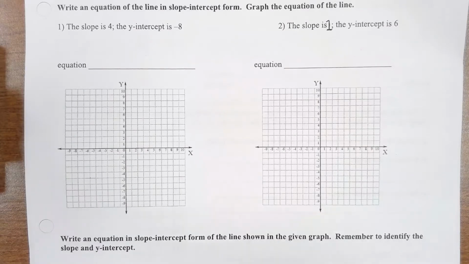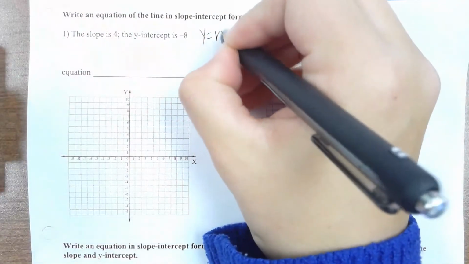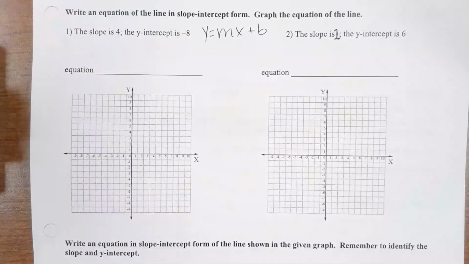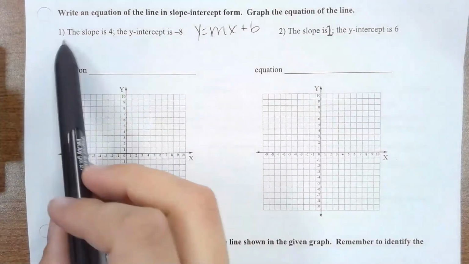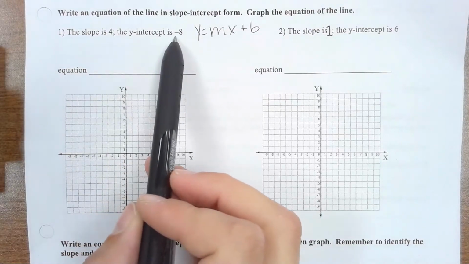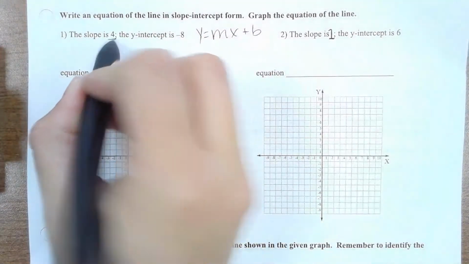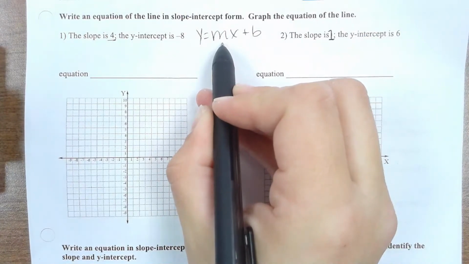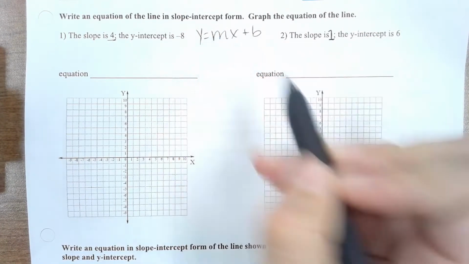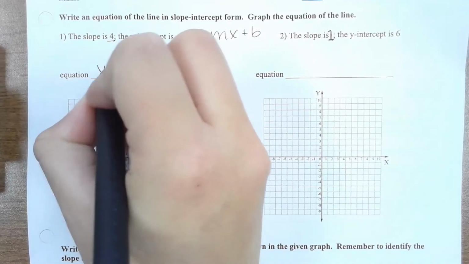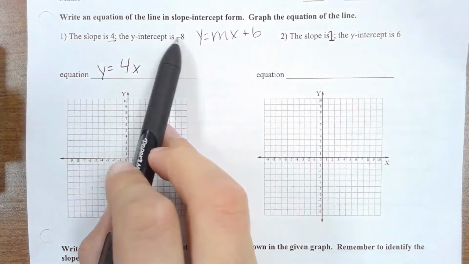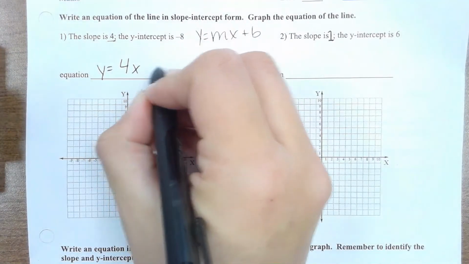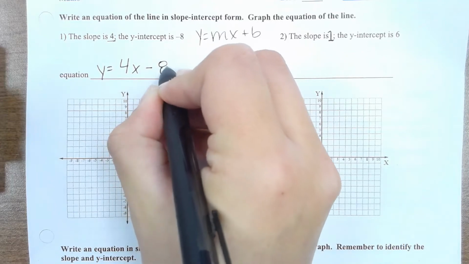So remember guys, when we're talking about slope-intercept form, we are talking about y equals mx plus b, where m is your slope and b is your y-intercept. So for the first one here, it says that the slope is 4 and the y-intercept is -8. Since they told you the slope is 4, you are going to plug that into the equation for m, since m represents your slope. So this will be y equals 4x plus your y-intercept, which is -8. So you can say plus -8, or that is the same thing as -8.